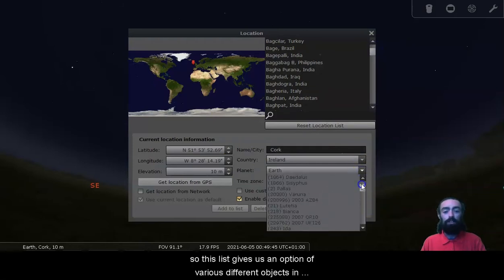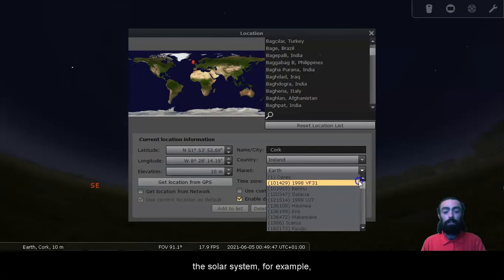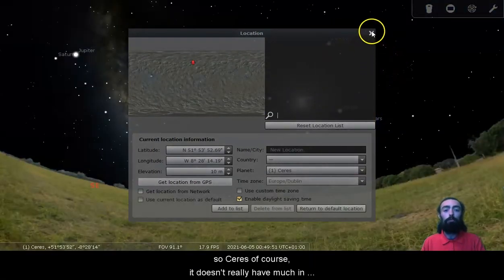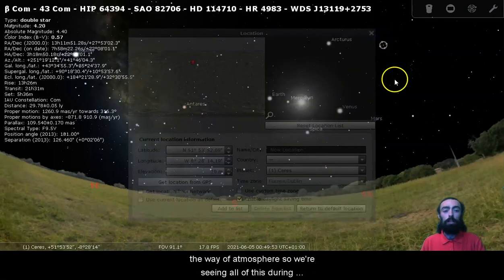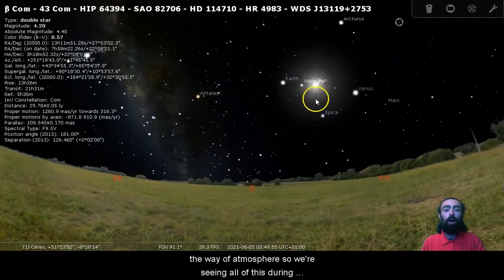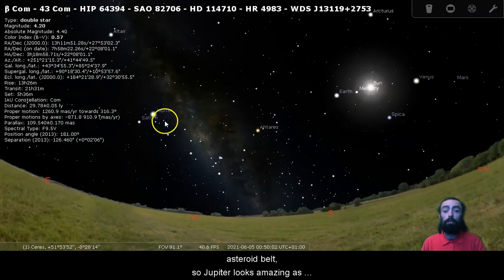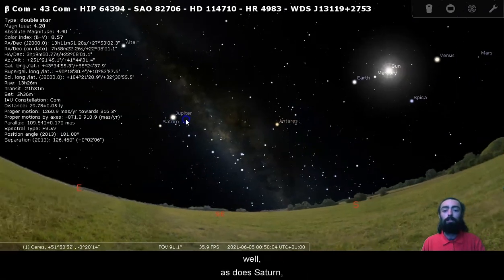So this list gives us an option of various different objects in the solar system. For example, this is what our view would look like from Ceres. So Ceres, of course, doesn't really have much in the way of atmosphere, so we're seeing all of this during the day. Earth, Mercury, Venus, they're nice and bright. Ceres is just out in the asteroid belt. So Jupiter looks amazing as well, as does Saturn.